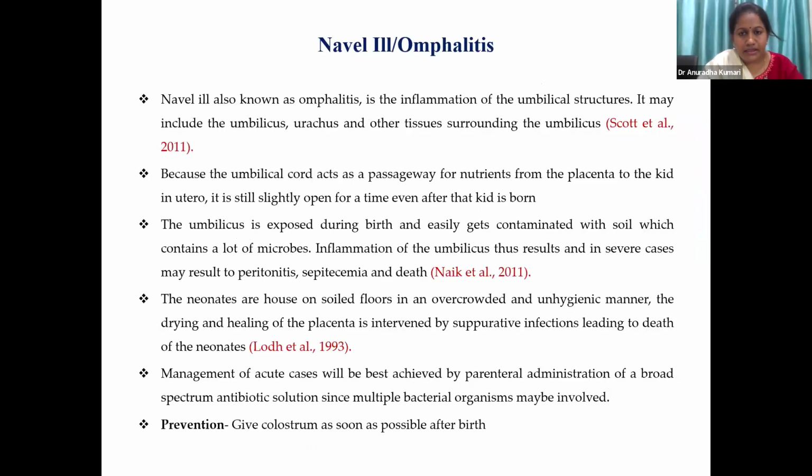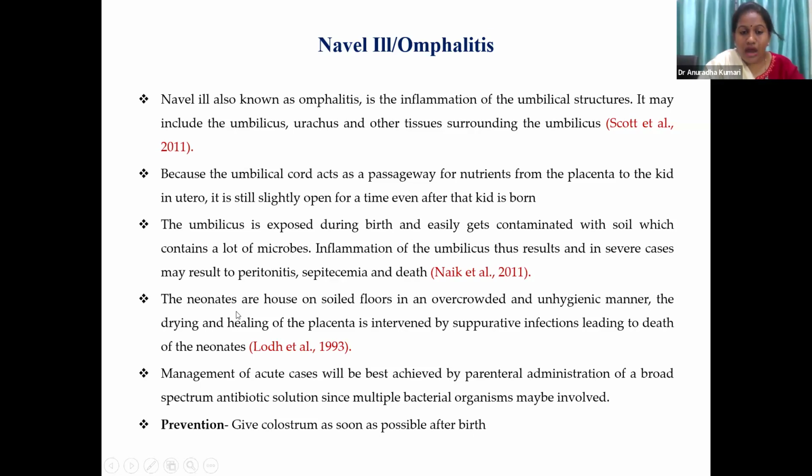If we do not maintain proper cleanliness in the kidding shed, then one important problem occurs in the kid, which is navel ill, also known as omphalitis. It is inflammation of the umbilicus and associated structures. As we know, the umbilical cord acts as a passageway for transfer of nutrients from the placenta to the kid. It still remains open for some time after the birth of the kid. As the umbilicus is exposed during birth, it easily gets contaminated by the soil, which contains a lot of microbes, causing inflammation of the umbilicus and, in severe cases, peritonitis, septicemia, and death also.